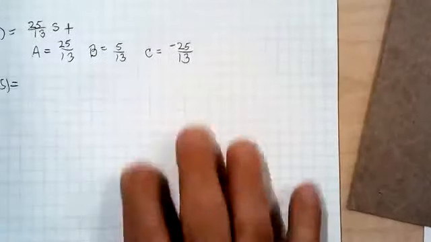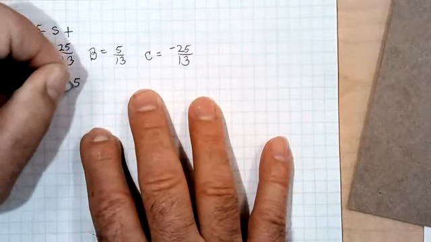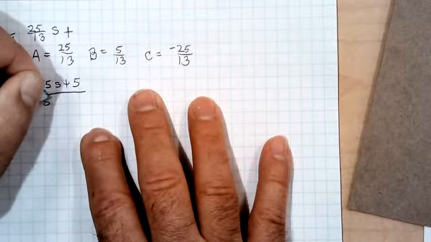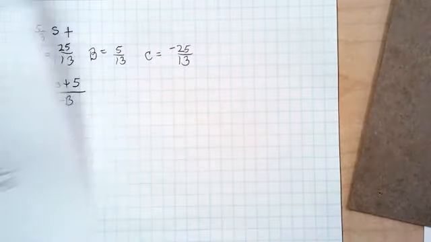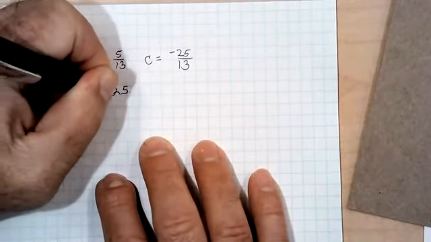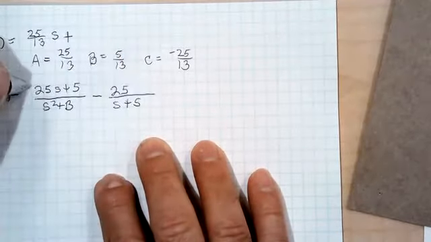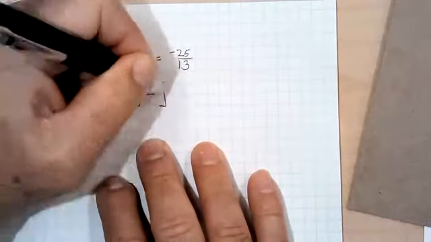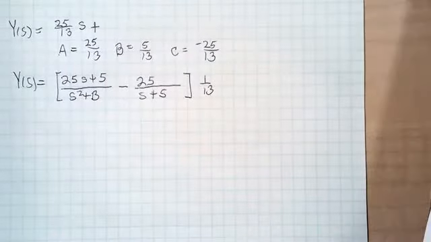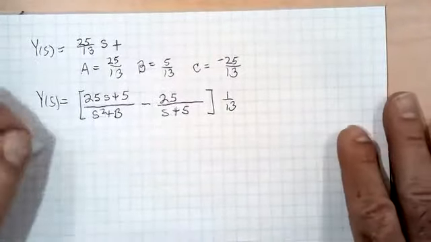AS plus B over S squared plus 1. And then plus C over S plus 5. And everything was divided by 13. So I'll just take the 13 out. Okay, assuming now that we got everything set up right, we can take the inverse transform.